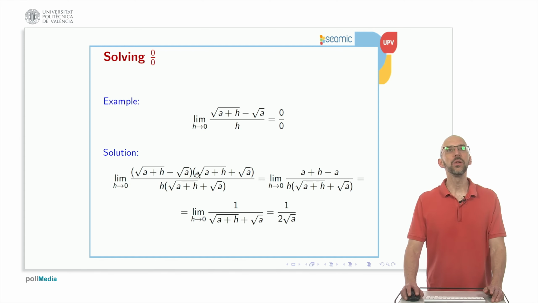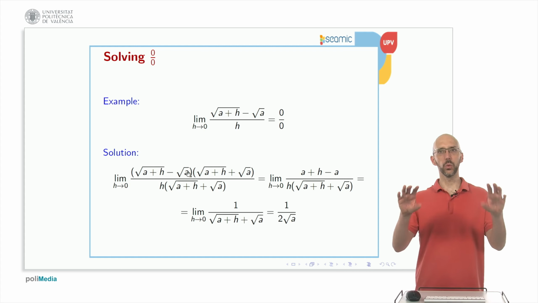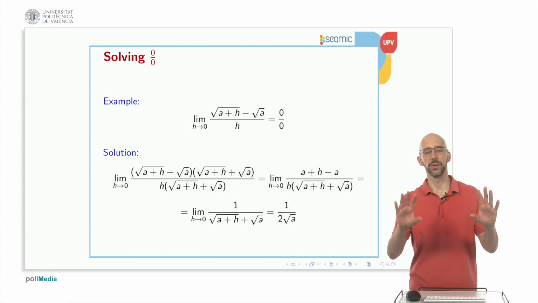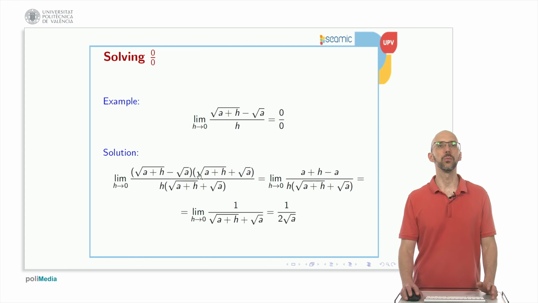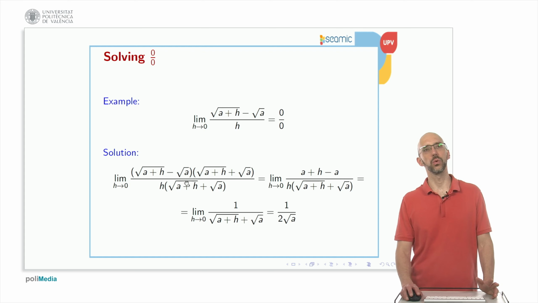If we multiply the two expressions on the numerator, you know that this is the square of the first one minus the square of the second one, because one is positive and the other is negative.